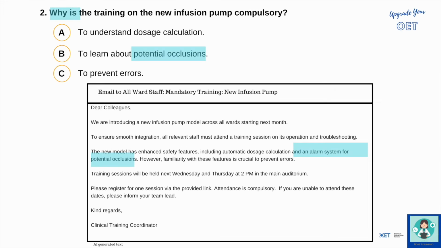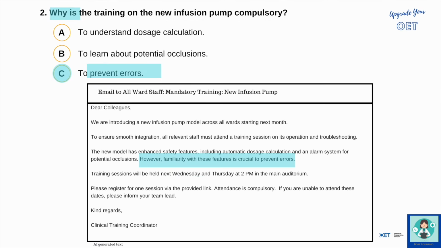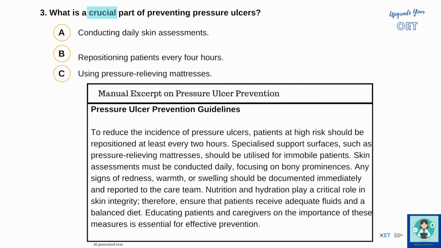It is mentioned, so if you're skimming and scanning, and as you're scanning you find this occlusions, we find that actually there's an alarm system, and it's all automatic. However, and this is the key word here, however, to prevent errors, familiarity with these features is crucial. So the option that we need to choose is C.